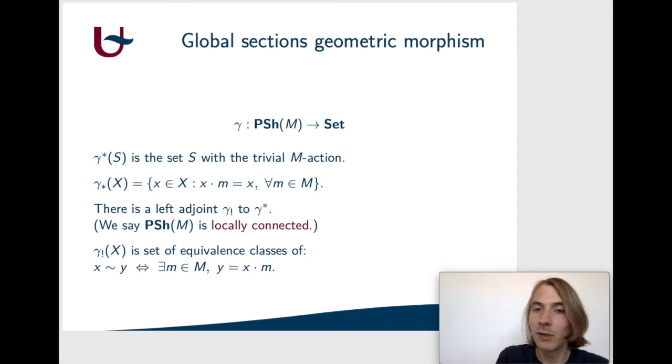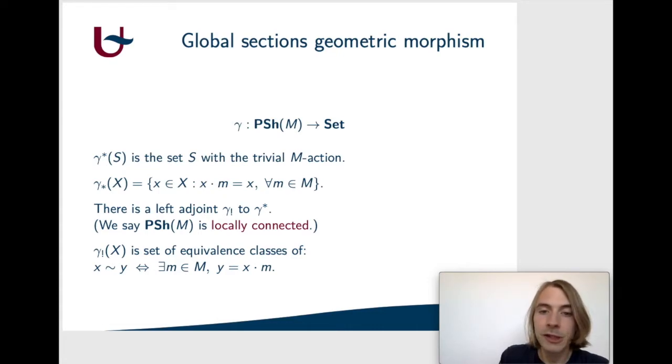So what does the global sections geometric morphism look like in our case? For example, if you start with a set S, then the inverse image functor sends this set S to itself, but with the trivial M action. And in the other direction, if you have a set X with an M action, then the direct image functor sends this M set to the set of fixed points.